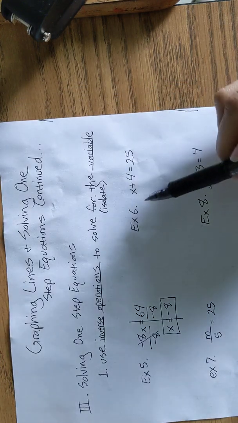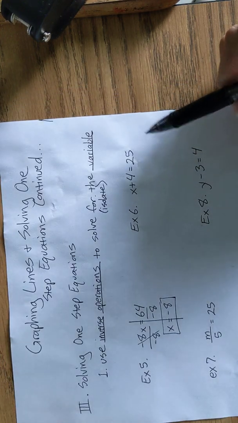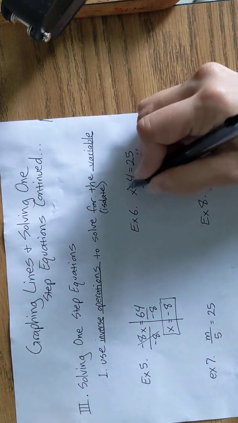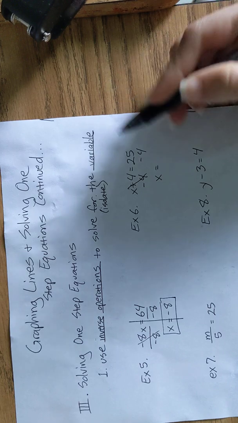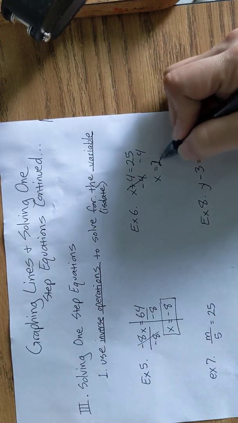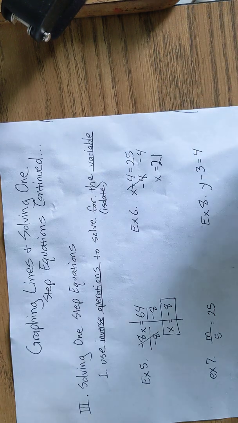Okay, so now this one, x plus 4 equals 25. The opposite of adding 4 would be to subtract 4 from both sides. So this is going to just be 21.